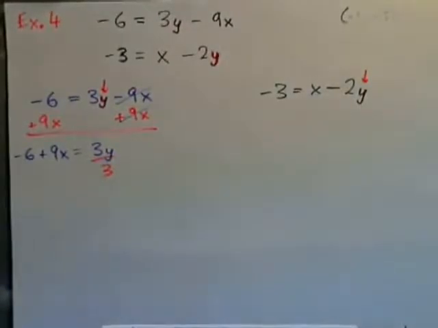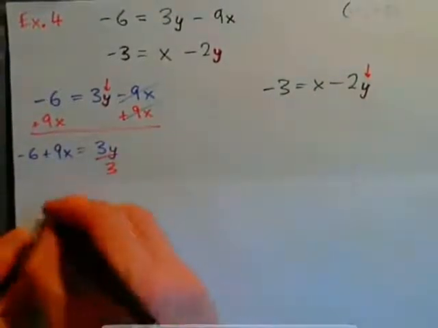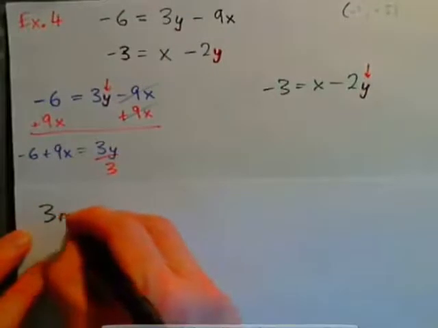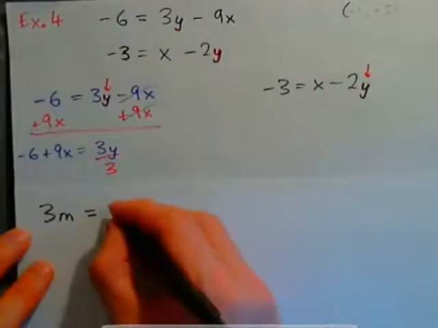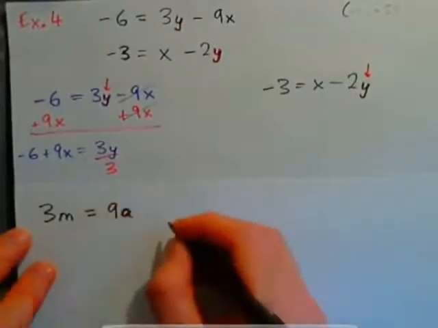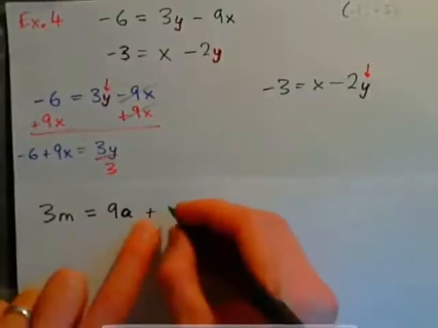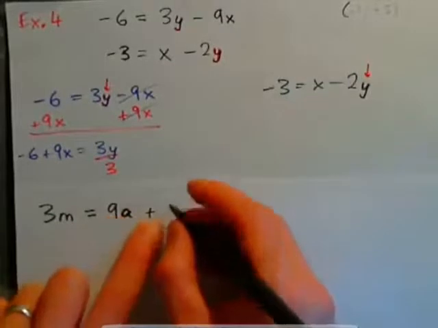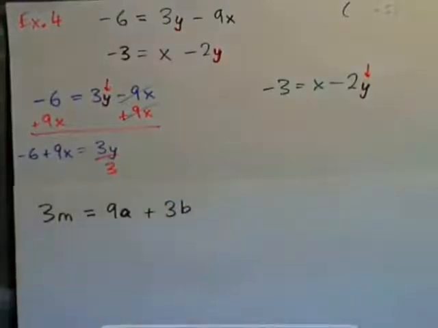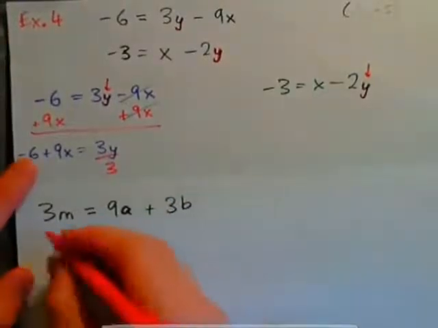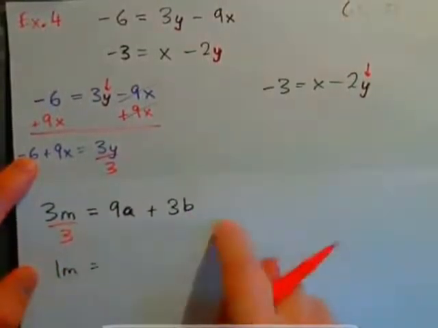Just to remind you why that is, just in case you're wondering, let me put it to you this way. If I told you that 3 melons cost the same amount as 9 apples, and let's say 3 melons cost the same as 9 apples and 3 bananas, okay? If you divide the left-hand side by 3 to get 1 melon, you must divide everything on the right by 3 as well.